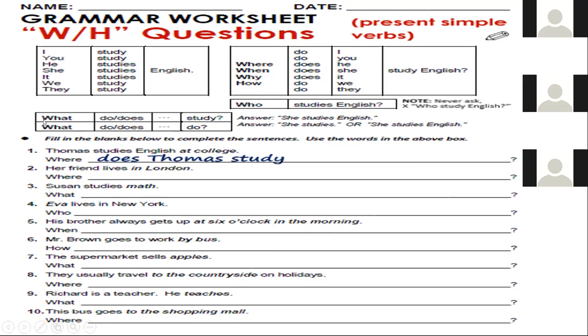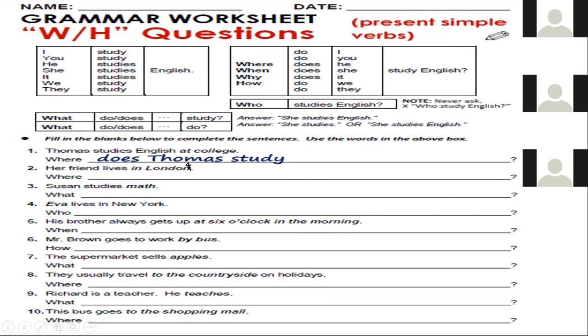Then, it says, what do or what does, en este caso, si fuera él, what does he study? Or what do you study, ¿verdad? And here we have possible answers, okay? And here I have some examples. It says, fill in the blank below to complete the sentences. Use the words in the above box. And the affirmative sentence says, Thomas studies English at college. So when I want to make it a question, I say, where does Thomas study English? Where does Thomas study? Okay.